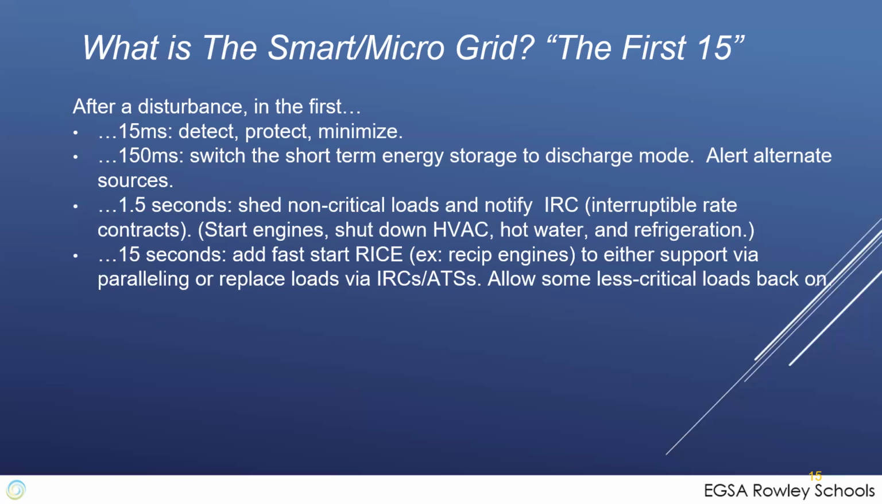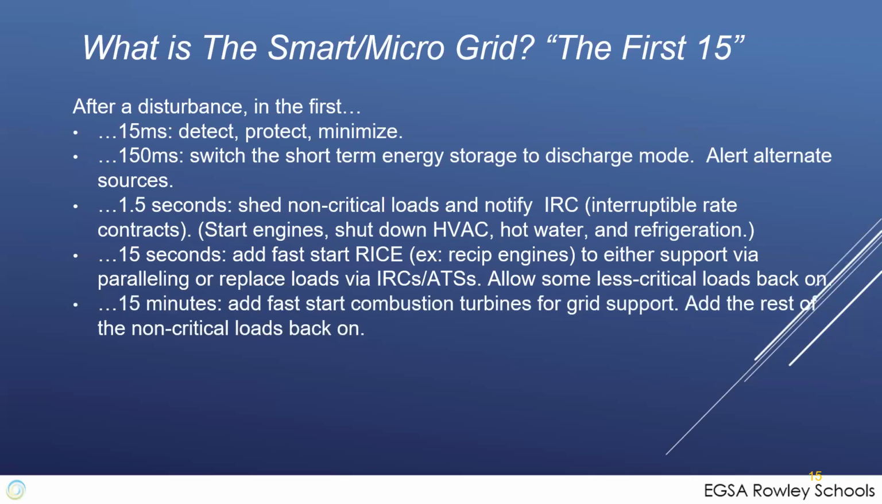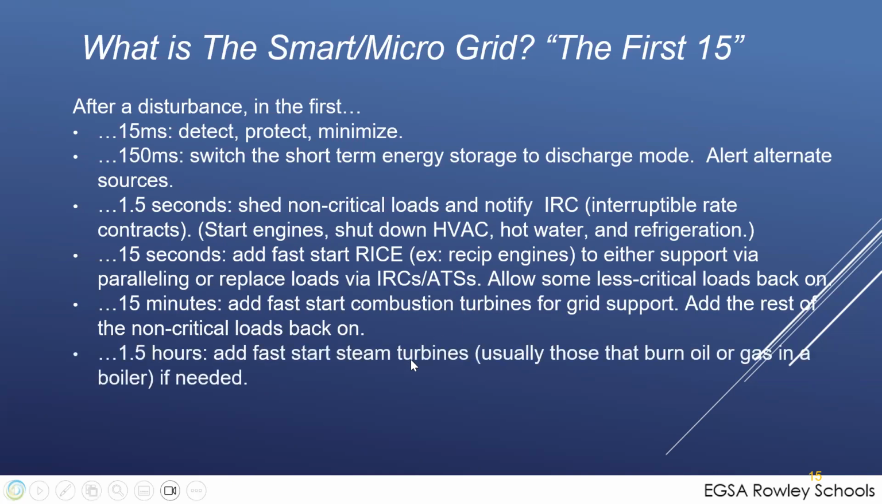You can also replace loads by kicking in the interruptible rate contracts and pushing loads over to the generators. At this point, you might be able to allow some less critical loads back on. At 15 minutes, you start your combustion turbines for grid support and allow the rest of the non-critical loads back on. At an hour and a half, you bring in the fast-start steam turbines that are available. It takes about an hour and a half to start a steam turbine from dead cold. If the outage goes on longer, you can then add your base load, or what's nicknamed dirty steam turbines, those that come up quickly, and the coal scrubbers or output scrubbers are added later on.